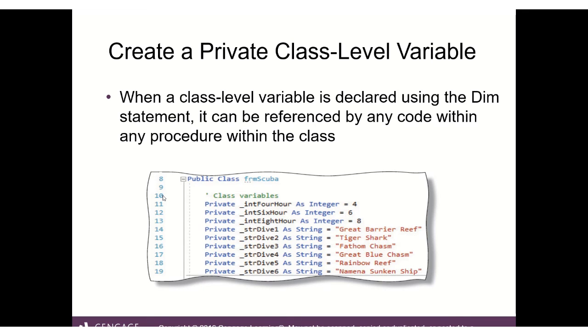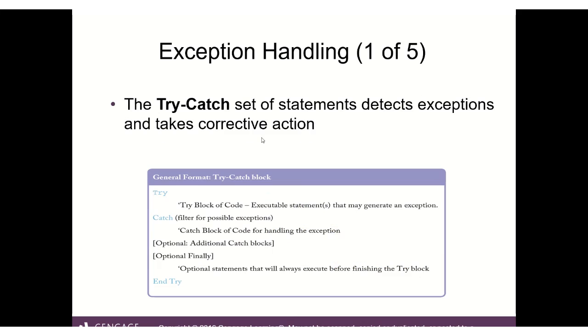So you can create a private class level variable as well. That's what we defined here. When a class level variable is declared using the dim statement, it can be referenced by any code within any procedure within the class. So their relevance lies within the class. These variables can be accessed from any function or any procedure that is defined within the class, but outside this class these variables won't be accessible.